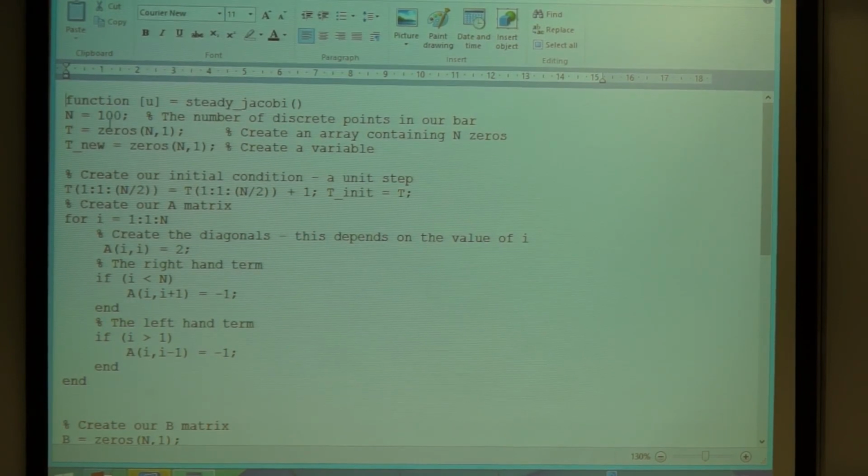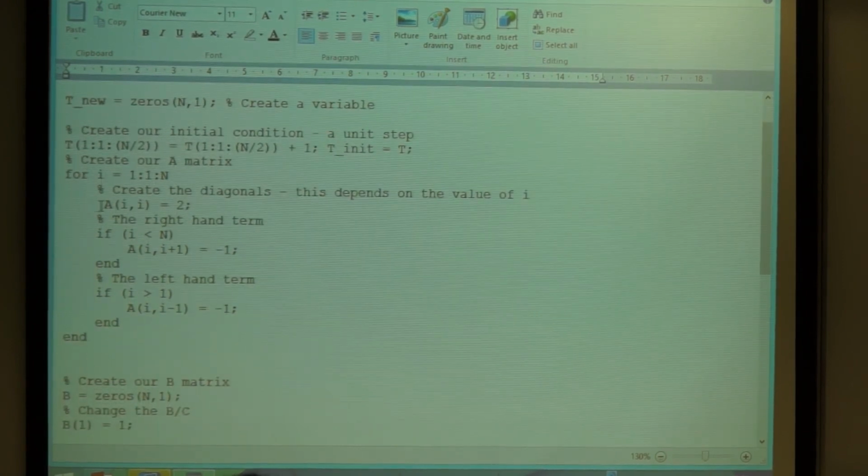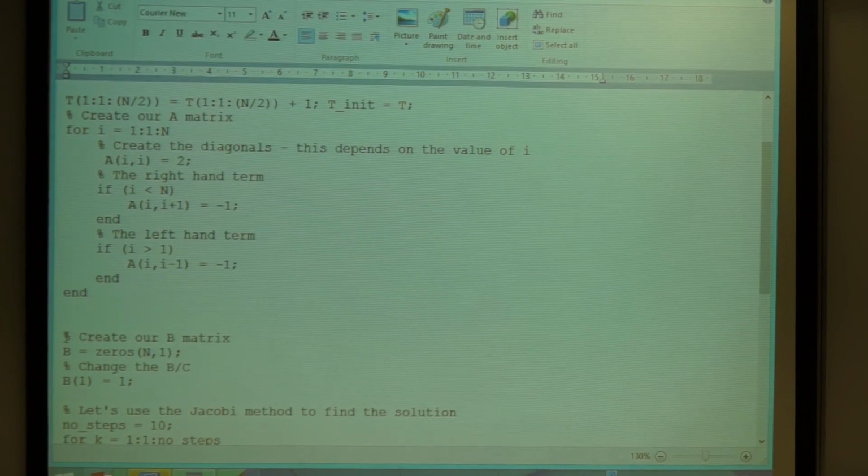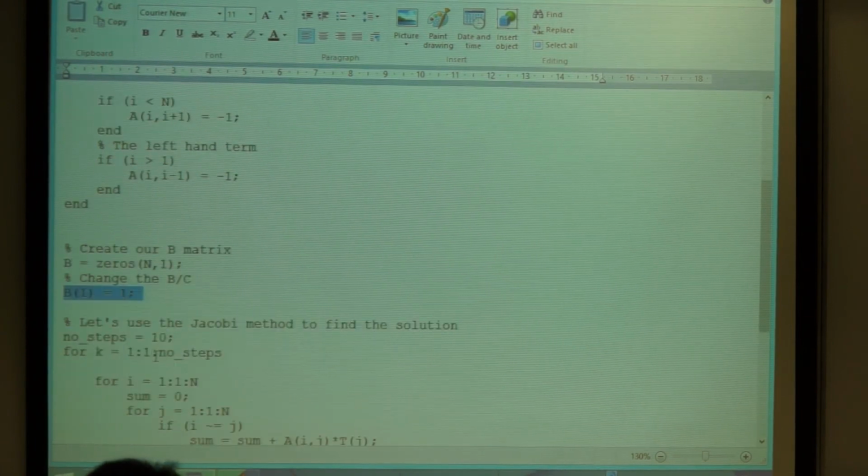This is our JACOBI solver. It's running in MATLAB. It's designed to solve a steady state problem, exactly the same as your challenge problem, but this is for the 1D bar problem. For the 1D bar, the A matrix is very easy. All of the diagonal terms are 2, and we have -1 on the off-diagonal terms. For the steady problem, we had to set the temperatures on the left and right-hand boundaries. All we had to do was change the first temperature to be 1.